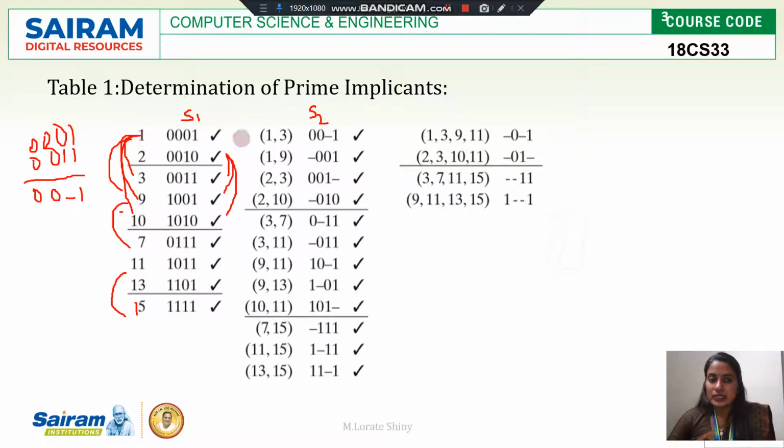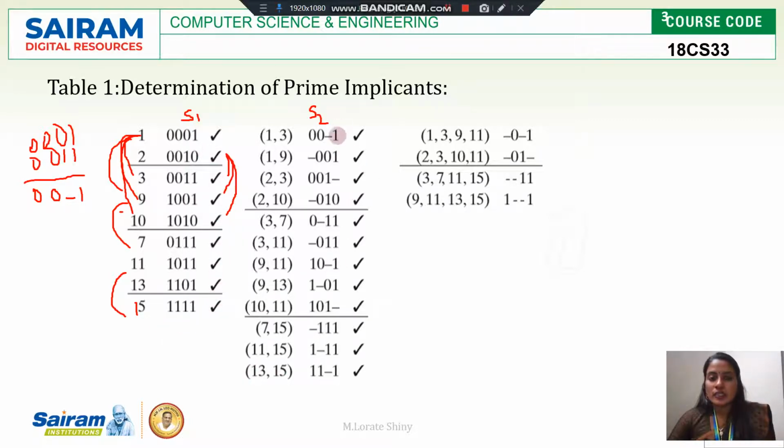So 1 you can check, 1 is covered here, so you have to make a tick. 2 is also covered here, so you can make a tick. 3 is covered here. 9 is also covered. 10 is also covered, so tick. 7 covered, 9, 11 covered, 13 covered, 14, everything is covered, so everywhere you are marking a tick.